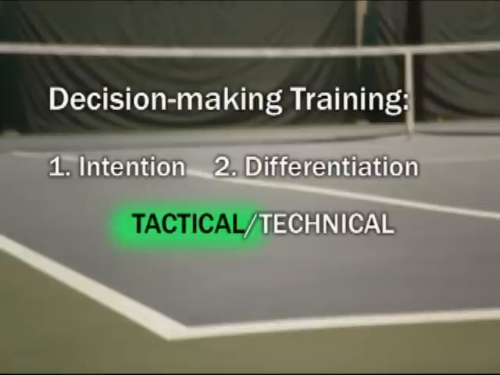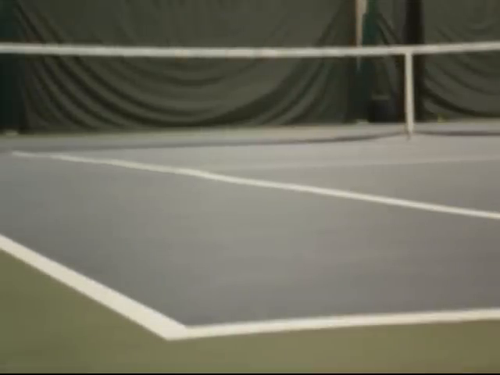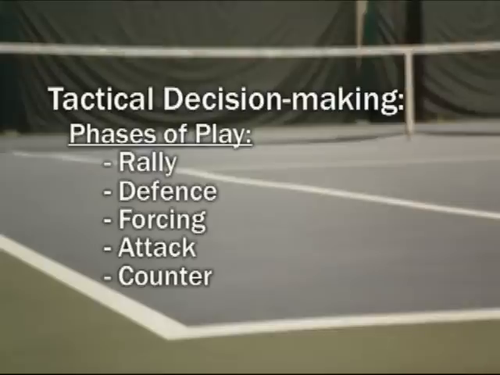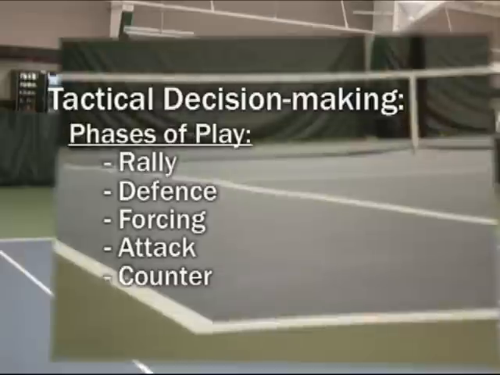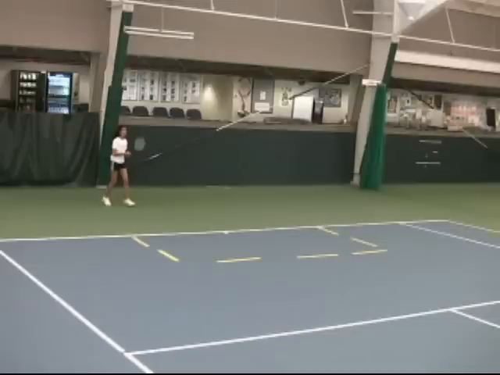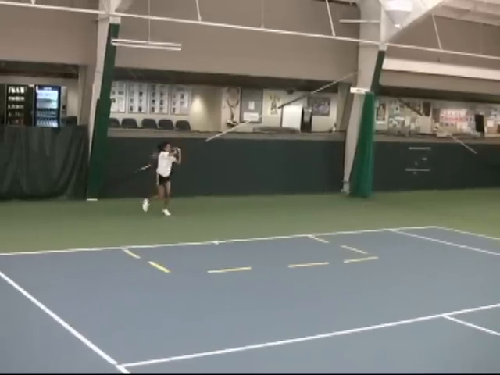Now let's look at doing differentiation training tactically. As an example, let's use our 5 phases of play of rally, defense, forcing, attack, and countering to train differentiation. To train differentiating between forcing and rallying on ground strokes, boxes are set up in the deep center lane. Shots that land in the box are heavy neutralizing balls and should be rallied back.